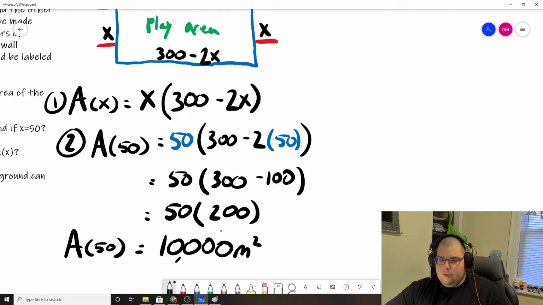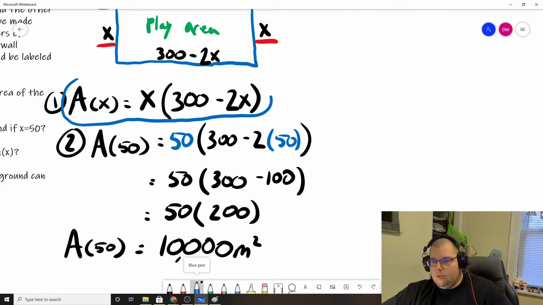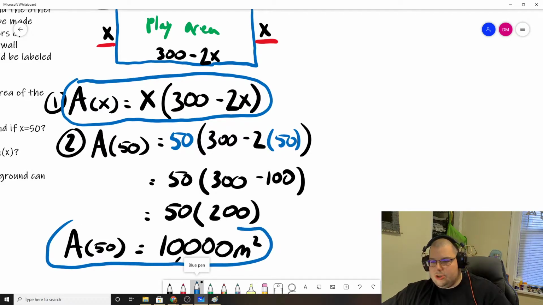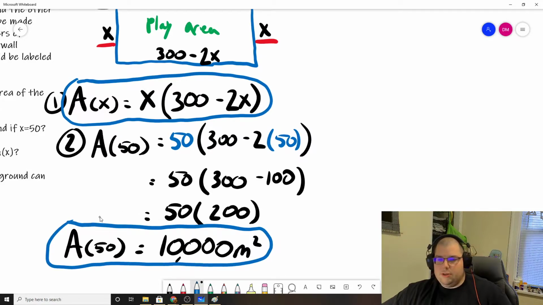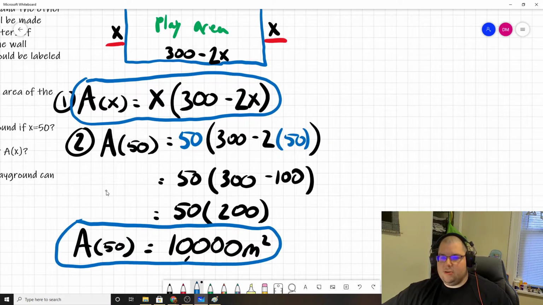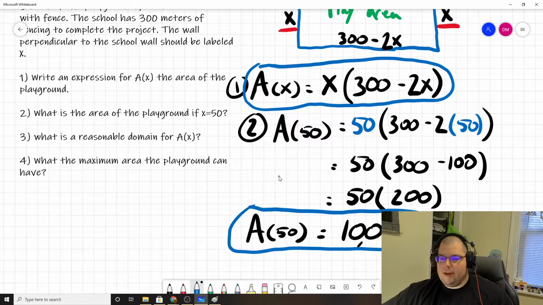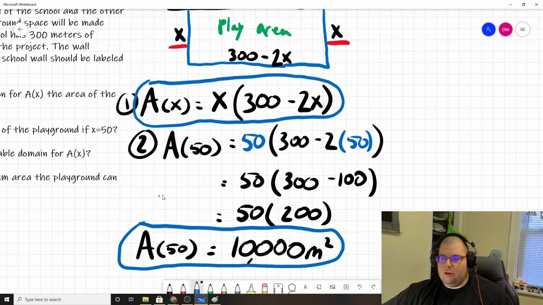What would the area be if x is equal to 50? So let's circle these. This is the answer to number 1. This is the answer to number 2. What happens if x is equal to 50? Now doubling back, question 3 asks, what is a reasonable domain for x?